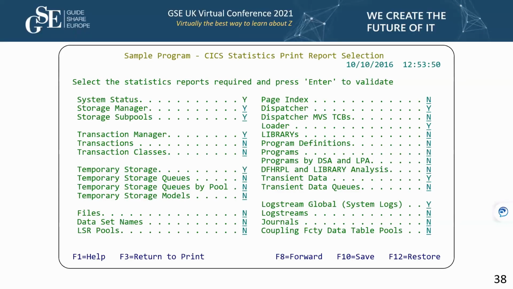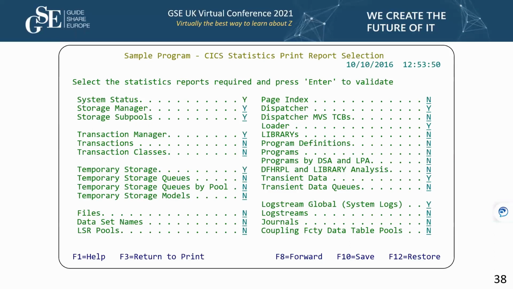So certain values are preset in here. Notice system status. He says, I'm going to produce a report. Storage manager, yes. Storage subpools, yes. Transaction manager, yes. Transactions themselves, no. So you can turn these on with yeses or nos, and you can see it gives you transaction manager, temp storage, files, LSR pools, which are great.